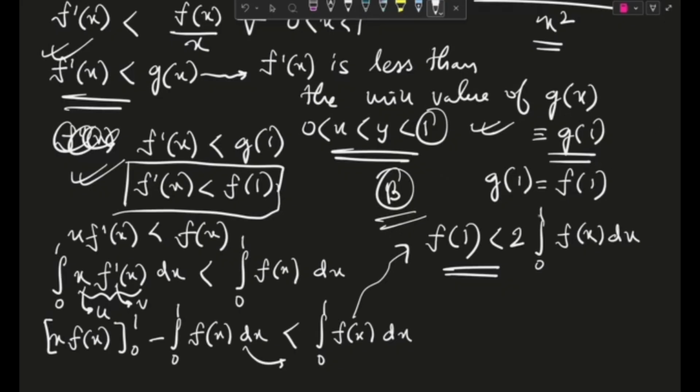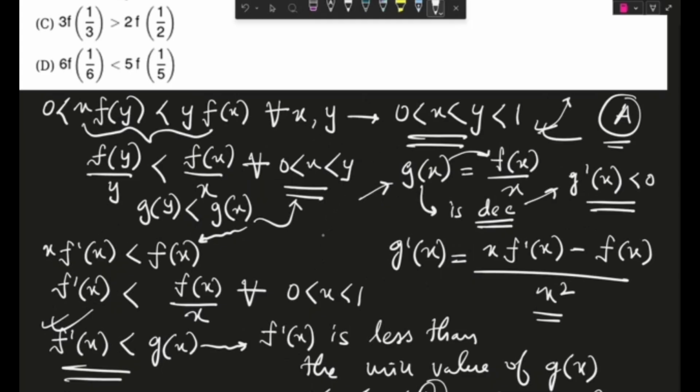And now we have to check between options C and D. So let's do that. So in options C and D, basically what we have to do is, all this 3f of 1 by 3, you can understand that it is f of 1 by 3 divided by 1 by 3, right? So this form. Basically we have to compare. So we have already found that our g of x is a decreasing function, right? So let's take C. Okay. So you know that the value of 1 by 3 is approximately 0.33 and the value of half is 0.5. So basically we can write that 1 by 3 is less than half. 0.3 is less than 0.5.